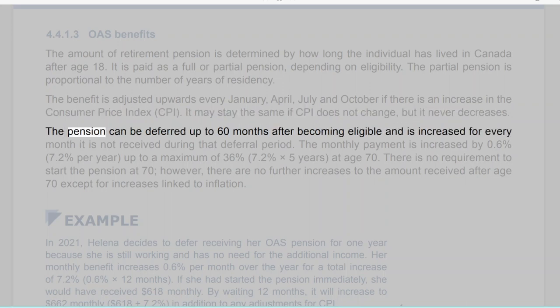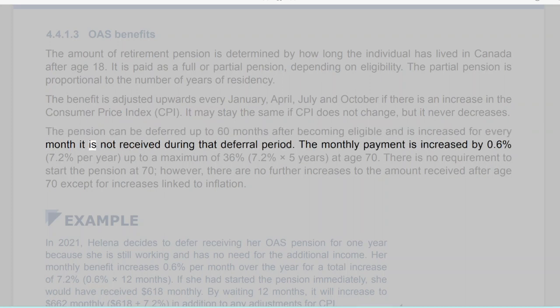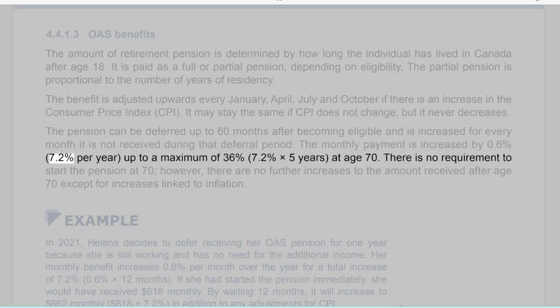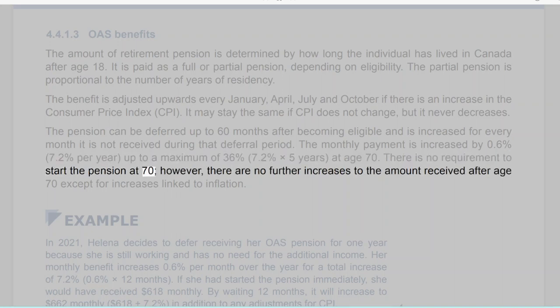The pension can be deferred up to 60 months after becoming eligible and is increased for every month it is not received during that deferral period. The monthly payment is increased by 0.6%, 7.2% per year, up to a maximum of 36%, 7.2% times 5 years, at age 70. There is no requirement to start the pension at 70, however, there are no further increases to the amount received after age 70 except for increases linked to inflation.